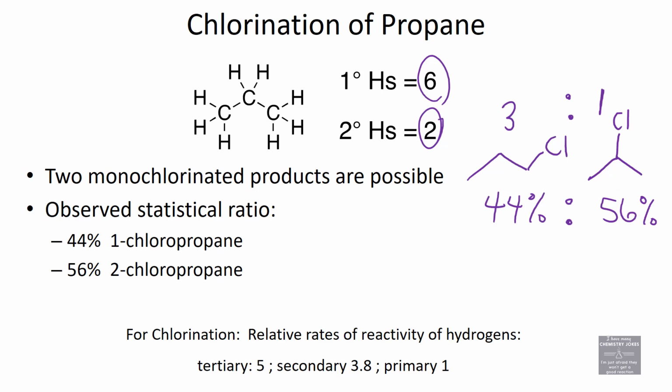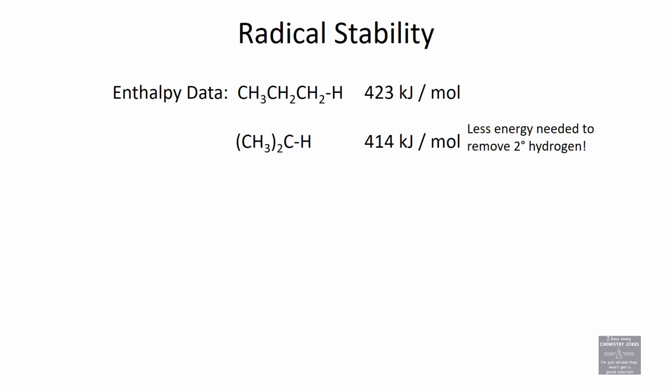It's not just all about rates, it's also about thermodynamics and stability. If you try to remove a primary hydrogen, it takes this much energy. If you try to remove a secondary hydrogen, it takes this much energy. That's accounting for the stability of the different radicals that you're creating. So this is creating a primary radical after you abstract that hydrogen. This one is creating a secondary radical after you abstract that hydrogen. A secondary radical is apparently more stable than a primary radical.